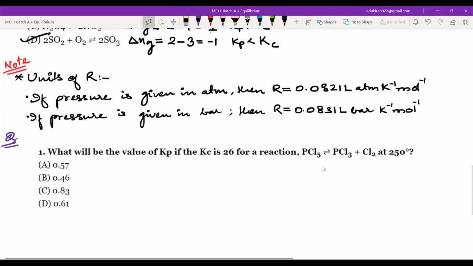So see, the reactants and products are in our hand, right? So this is the reactant, this is the product. What are the reactants? Reactants are what you write on the left hand side. On the right hand side, you write the products. Understood? Got it.